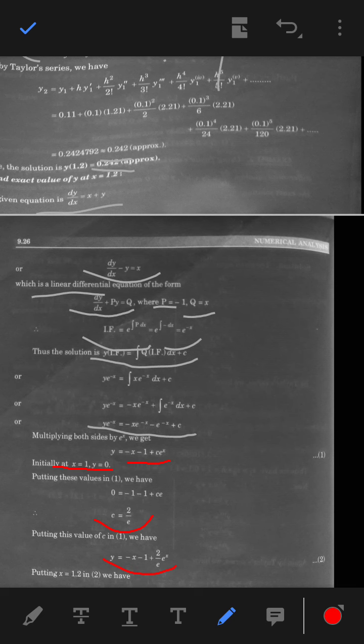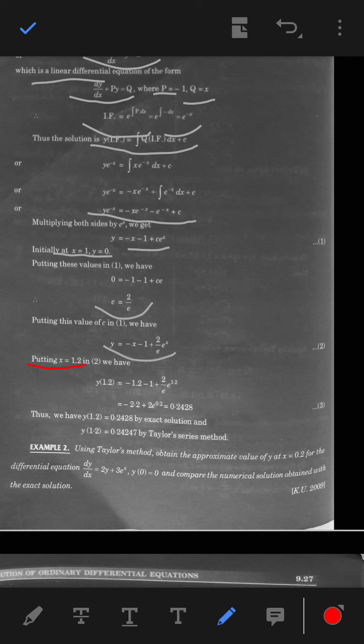Now again putting this value in equation 1 we get the value of y as this, and we substitute x equal to 1.2, because we are to find the value of y at that particular point, 1.2. So if we replace x by 1.2 we find the value of y as 0.2428. So this is our exact value, and this was our numerical value that we found by using the Taylor series method. So in this way we can apply the Taylor series method to solve a particular problem.